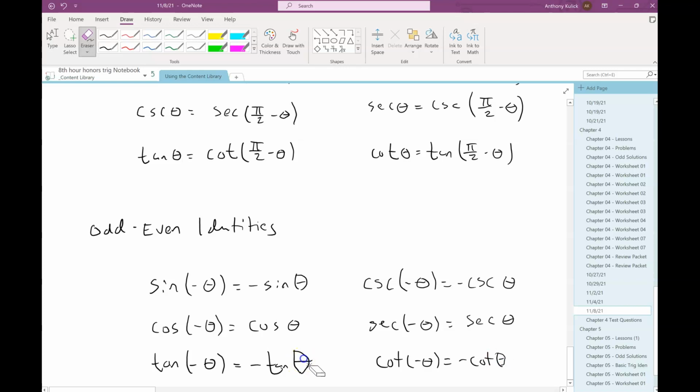That's a goofy looking theta there, Mr. Kulik. Luke.